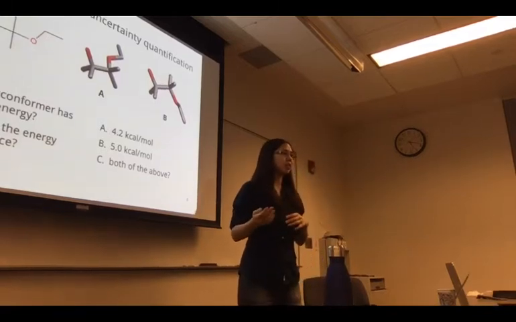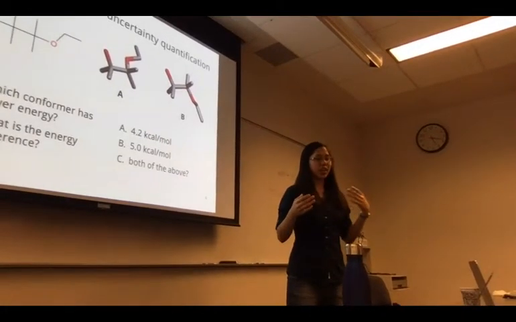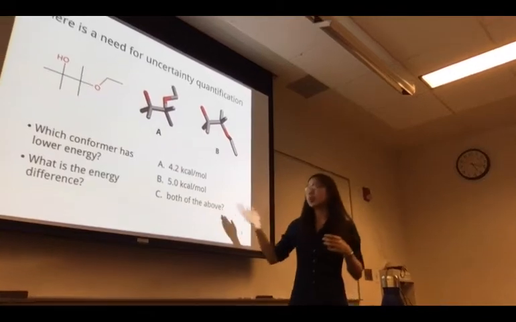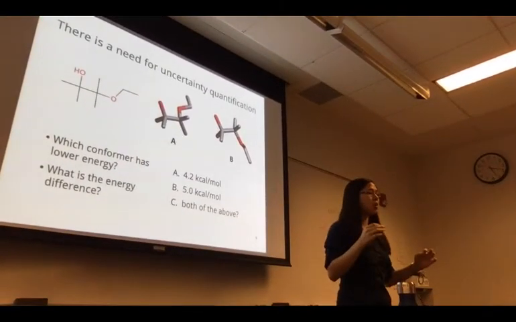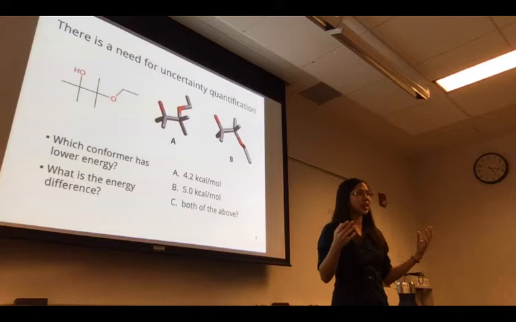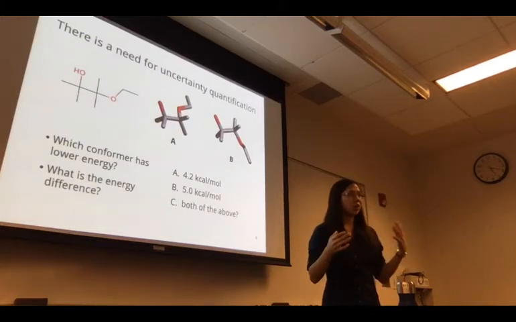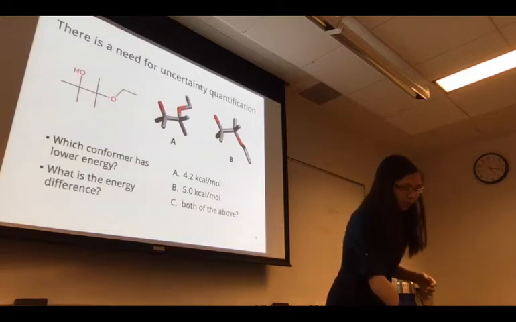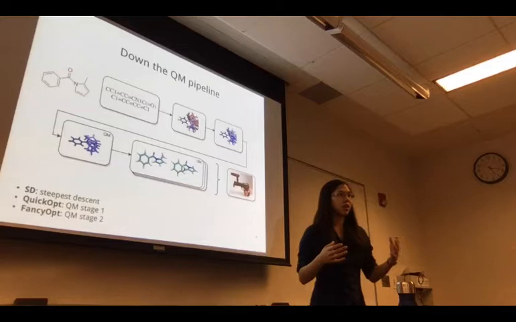But then you might want to figure out what the energy difference is, and let's say you do one QM method and it says 4.2, and you do another QM method that says 5. Well, how do you know which one to use? Because let's say both QM methods are of comparable reputability, so can we somehow incorporate both of these answers? And so this is sort of where the pipeline comes in.